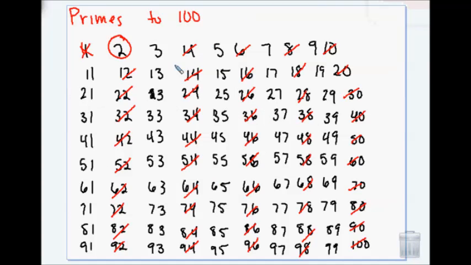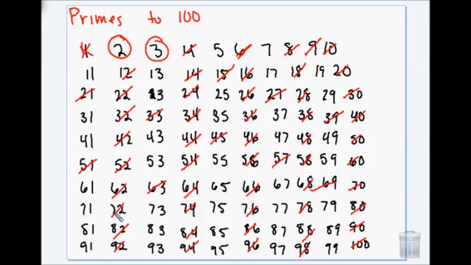Okay, the next prime number is 3. So we cross out all the multiples of 3. So we have 6, 9, 12, 15, 18, 21, 24, 27, 30, 33, 36, 39, 42, 45, 48, 51, 54, 57, 60, 63, 66. You see, I'm just skipping by 3s, right?